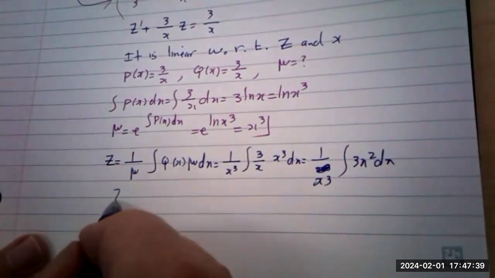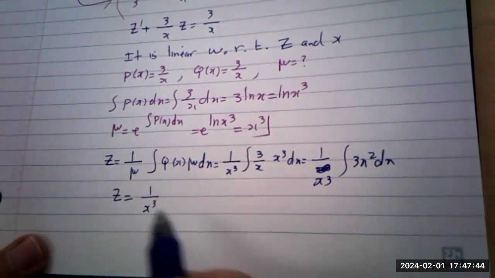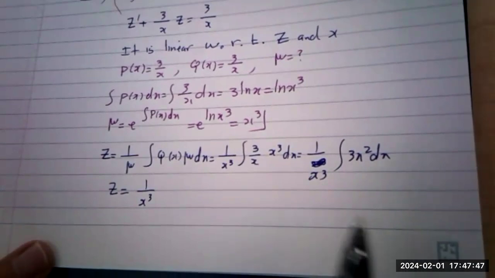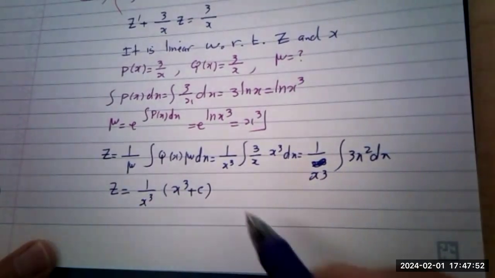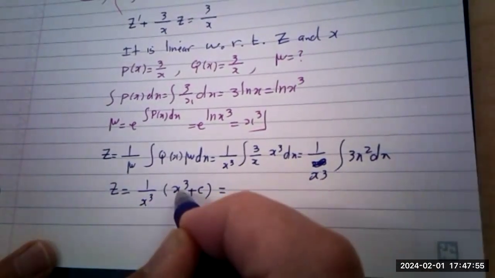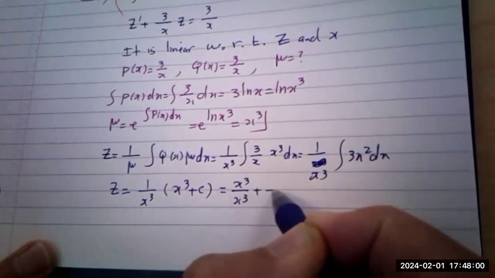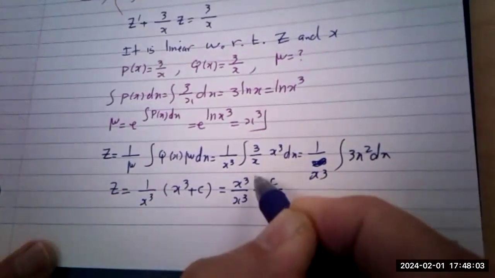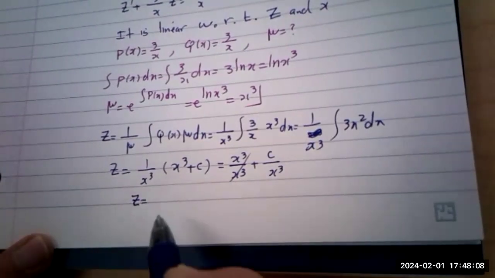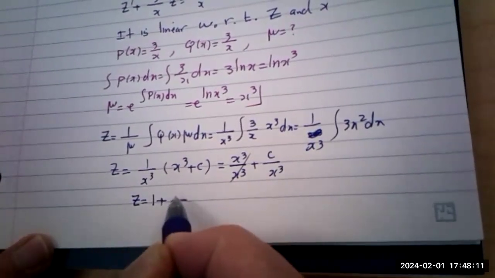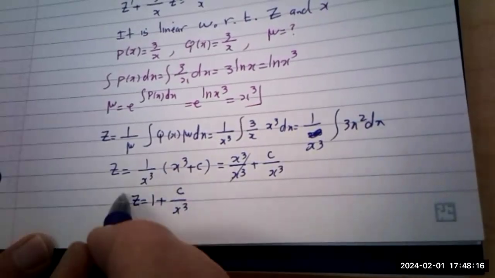Okay, so what's going to be z? z is 1 over x cubed times the integral of 3x squared, which would be x cubed again. It's going to be x cubed plus c. So you multiply inside. So that gives you x cubed over x cubed, plus c over x cubed. So the first one would be 1. So we get z equal to 1 plus c over x cubed, or c x to the negative 3. Some people like it.